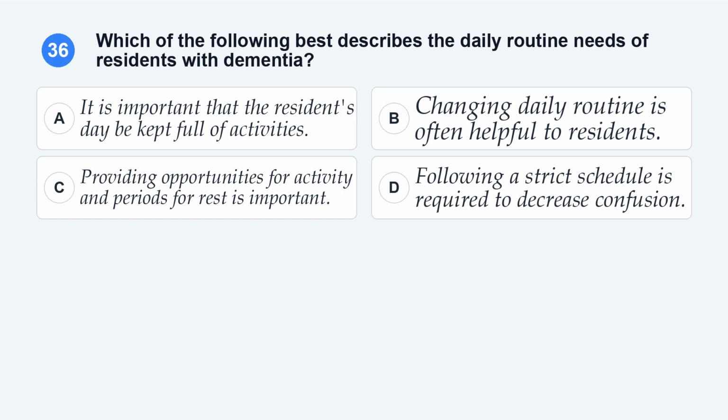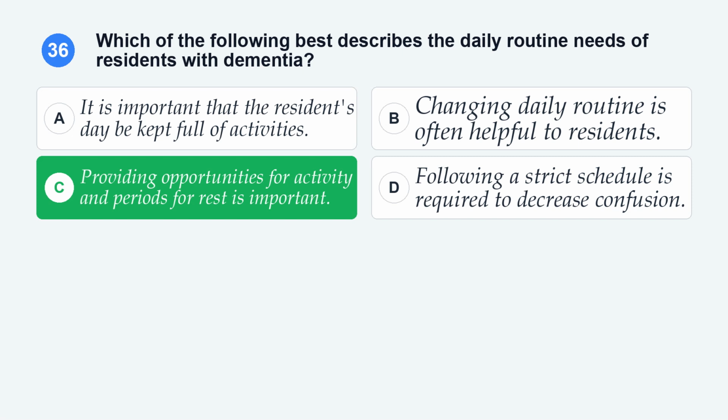Question 36. Which of the following best describes the daily routine needs of residents with dementia? Option A. It is important that the resident's day be kept full of activities. Option B. Changing daily routine is often helpful to residents. Option C. Providing opportunities for activity and periods for rest is important. Option D. Following a strict schedule is required to decrease confusion.